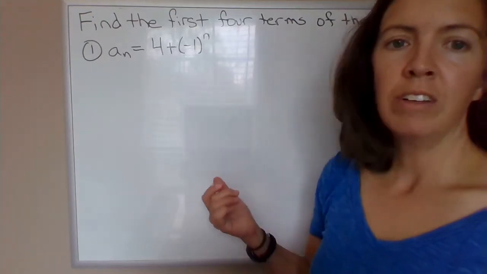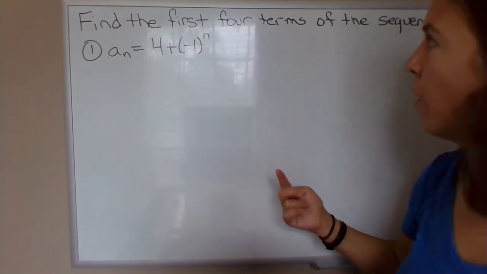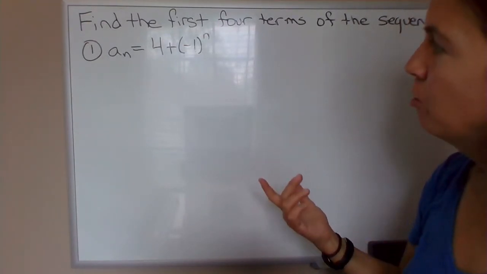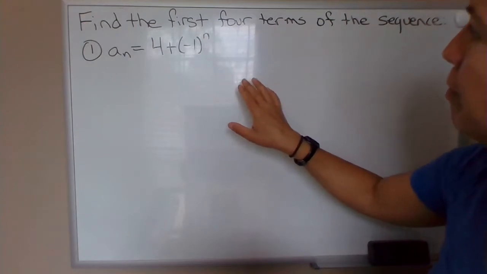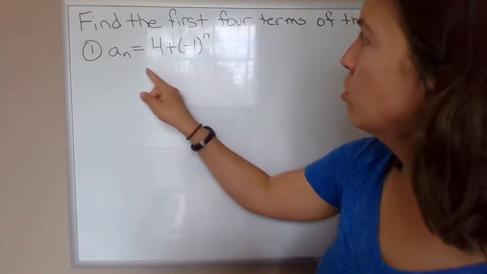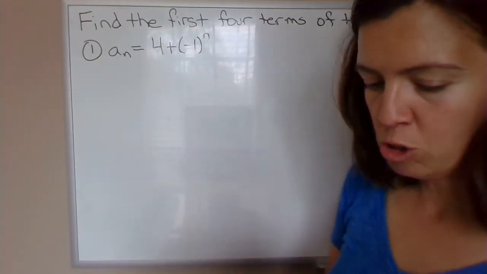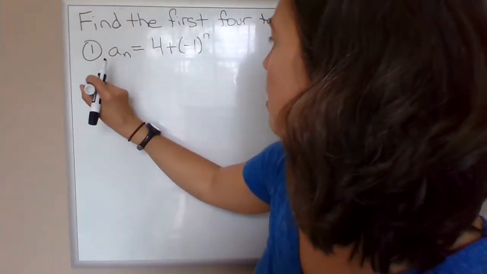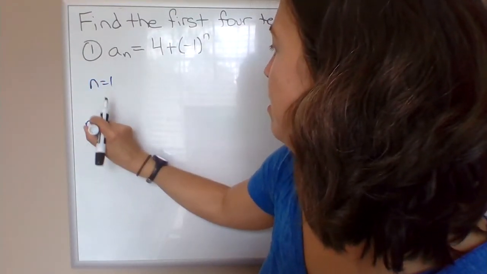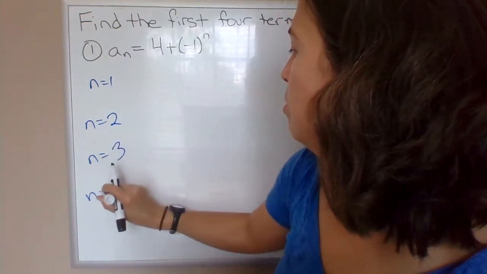So now that you've seen the definition of a sequence, here's some examples where we actually crank out the first four terms of a certain sequence. So remember, a sequence is a function whose domain is the set of positive integers. If we want the first four terms in this sequence, all we need to do is plug in n equals 1, n equals 2, n equals 3, n equals 4.